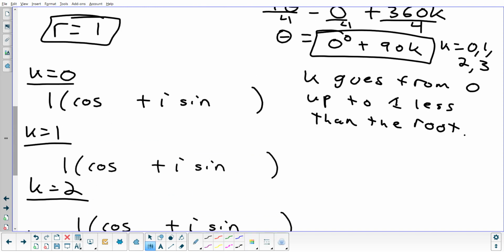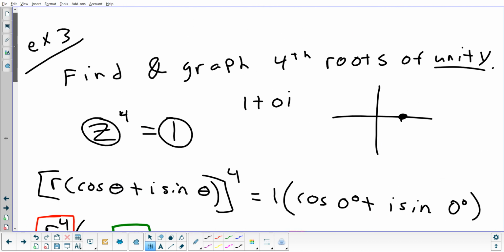Alright, so first one, k equals 0. What's 90 times 0? Yeah. 0. Plus 0. 0. So that is your first answer for the 4th roots of 1.